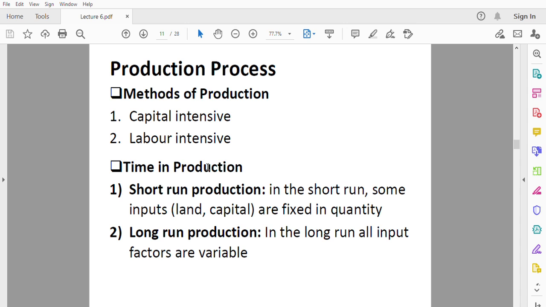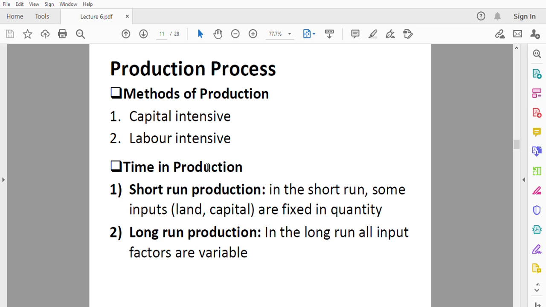We want to look at two basic time periods. We have the short run production period. In the short run, some inputs are fixed in quantity whilst others are variable. Like land, in the short run we assume that you cannot buy an extra piece of land. For capital, for instance, you cannot install a new plant or build a factory. So that is the short run period of production.